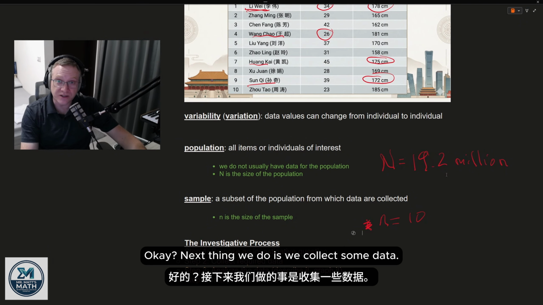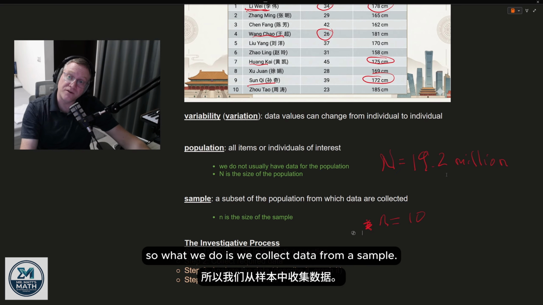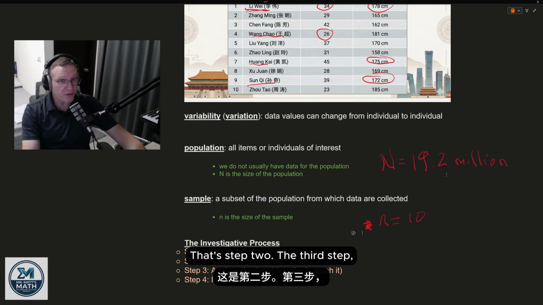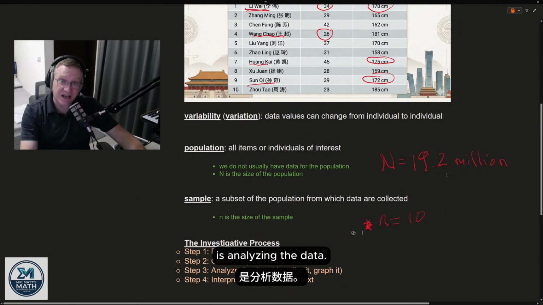Okay, next thing we do is we collect some data. Now, again, we probably won't be able to collect data from the entire population. So what we do is we collect data from a sample. So we collect some data, our required data. That's step 2. The third step, which we will get into more later, is analyzing the data.